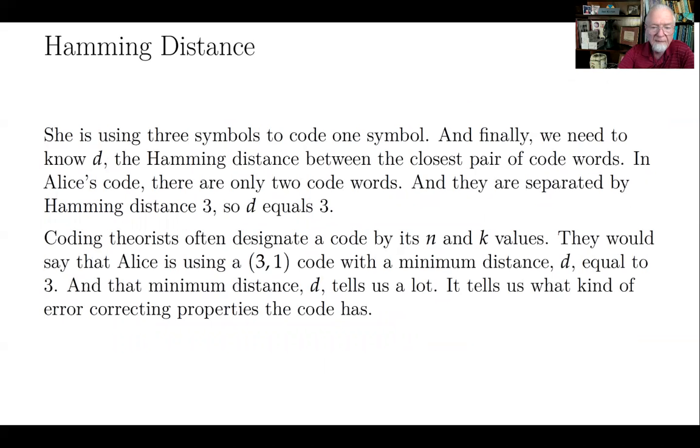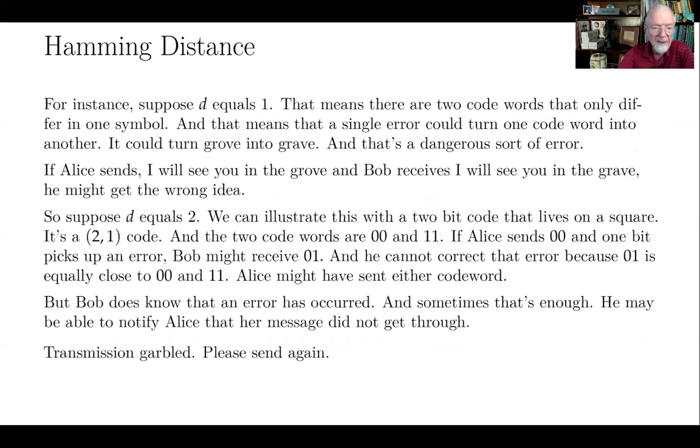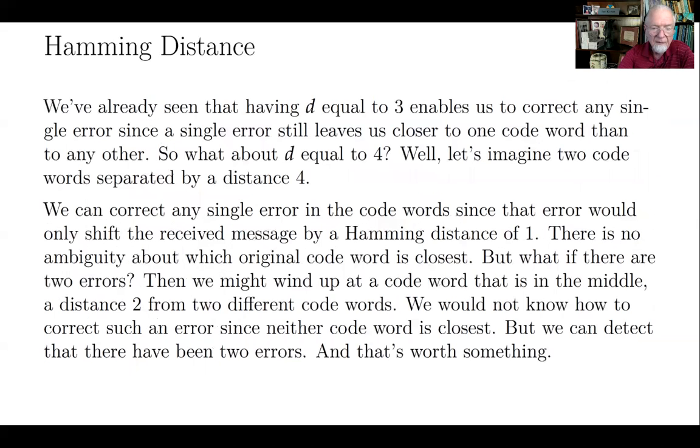Okay, we've already talked about the NK. We got that. All right, so D equals 3 allows any single bit error to be corrected.